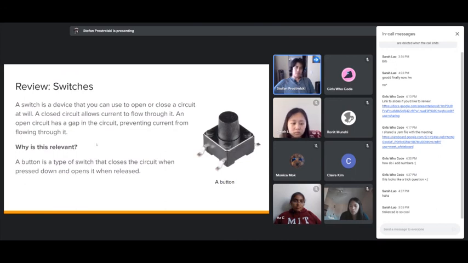And another quick review of switches. As I mentioned before, a switch is a device that you can use to open or close the circuit at will. When the circuit is closed, the current can flow. When the circuit is open, there's a gap that prevents the current from flowing through. We've used a button before, which is simply a switch that closes. When you press it down, the circuit is closed. When you release it, the circuit is open. This is simply a type of switch we've used before, and we'll probably continue using it.